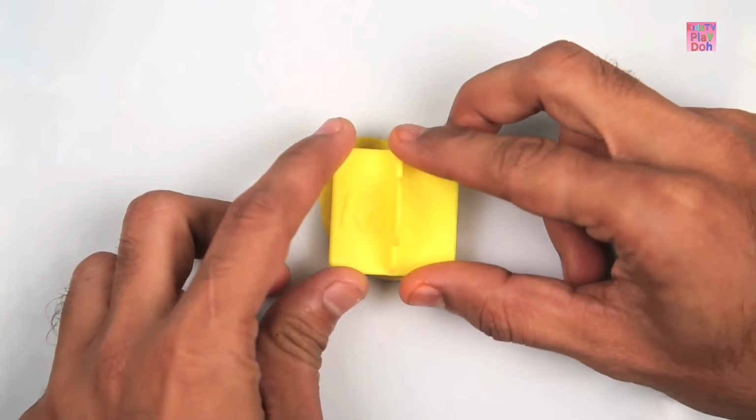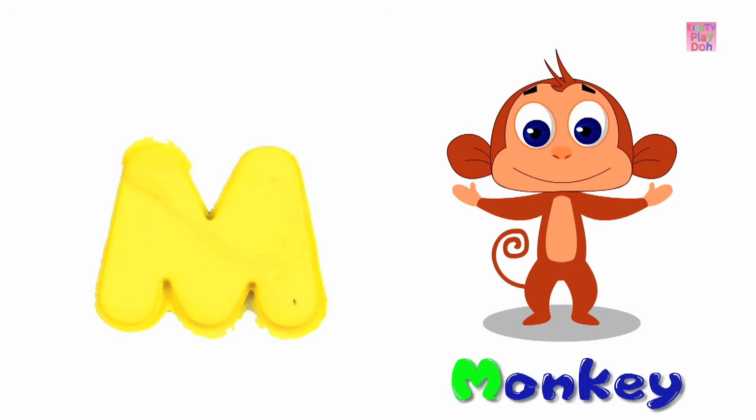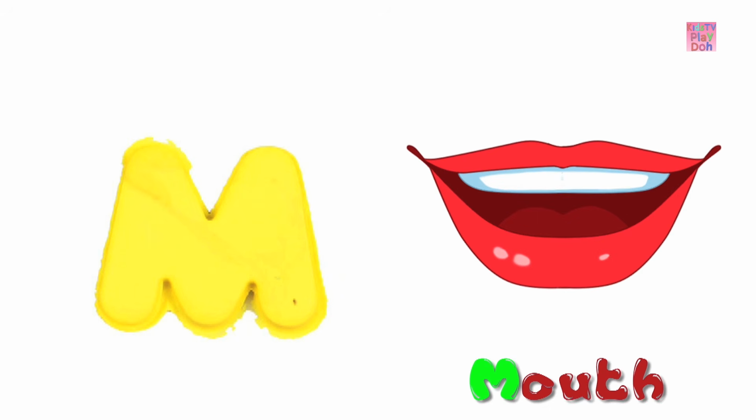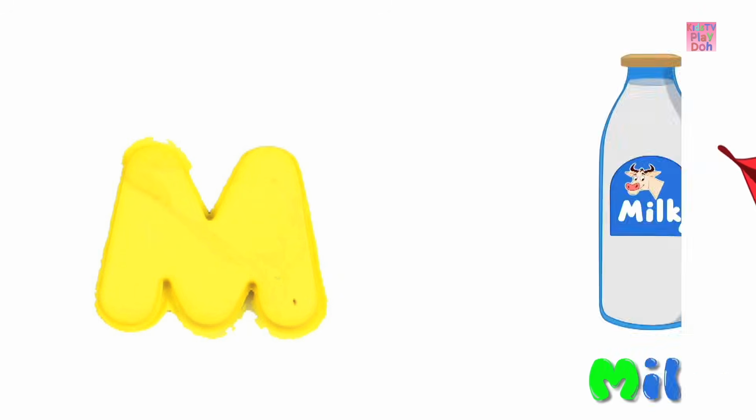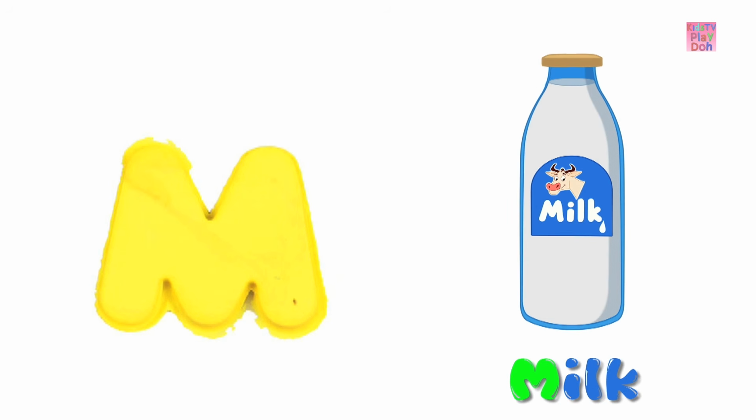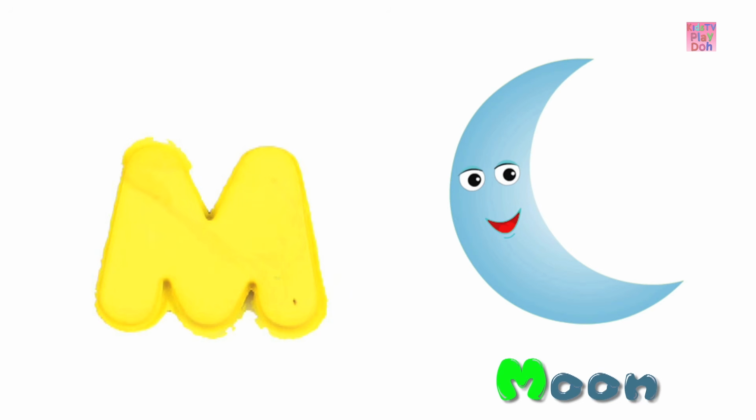Here comes the letter M. M. M is for monkey, monkey. M is for mouth, mouth. M is for milk, milk. M is for moon, moon.